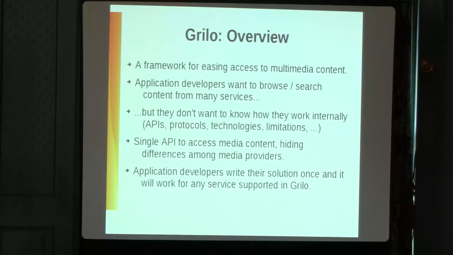So what Grilo does is provide a single API on top of all these different services that wraps them and makes a unique language for the application developer to use to interact with all these services. So the thing will go like this. Application developers write a solution using Grilo. They code their use cases once in a way that's not specific to any particular content provider. And then that application will work for all the services supported by Grilo. So the more services that are integrated in Grilo, the more services that will be available in the application without extra work. It's very much like, for example, adding new formats or codecs to GStreamer that become available to applications without the application having to do anything.